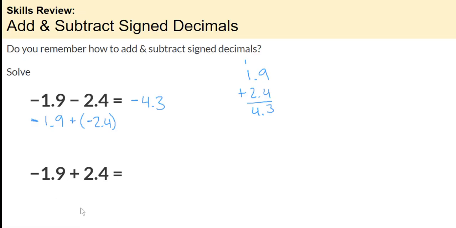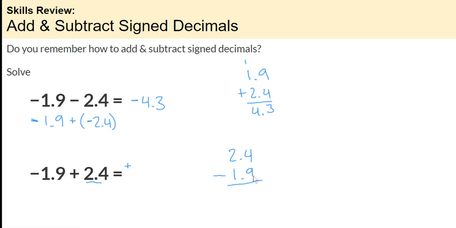Negative 1.9 plus 2.4. Is your answer going to be positive or negative? It's going to be positive, because I have different signs, a negative and then a positive. So we pick the bigger. Bigger is the winner. 2.4 is bigger than 1.9, and 2.4 is positive, so that's why it's positive. All right, so what are we going to do with our numbers now? 2.4, 1.9. We're going to subtract them. Different signs, negative, positive, different signs. We take the difference. 2.4, the biggest, minus the smallest, 1.9.